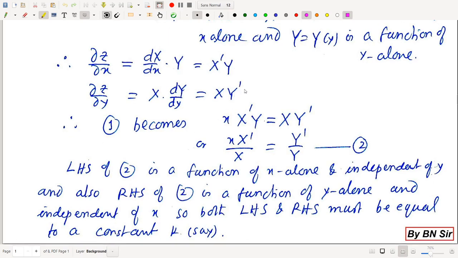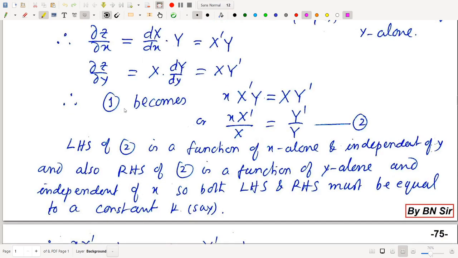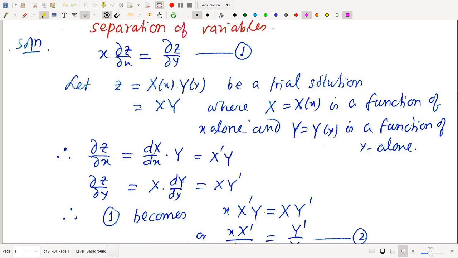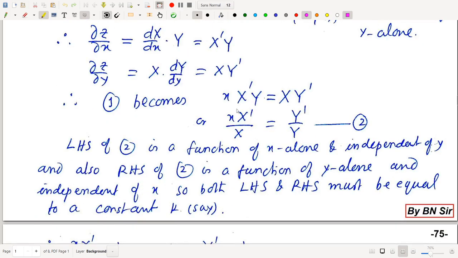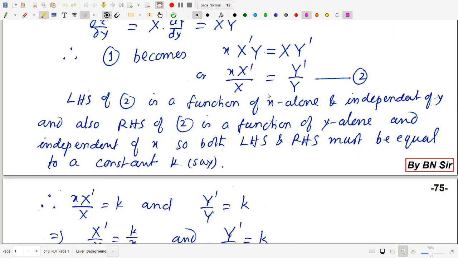Dash here denotes derivative with respect to x or derivative with respect to y, as the case may be. Therefore the PDE number 1 becomes x X' Y = X Y', or we can write it x X'/X = Y'/Y. See, the variables are separated. Left side is a function of small x alone, right side is a function of small y alone.